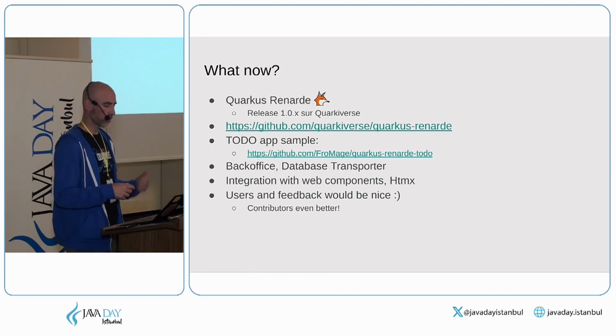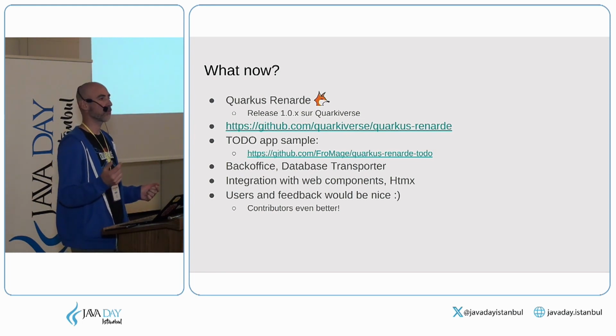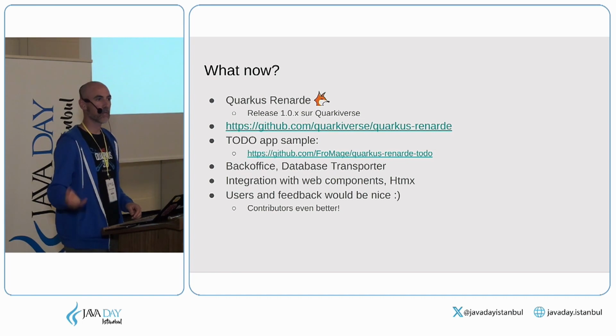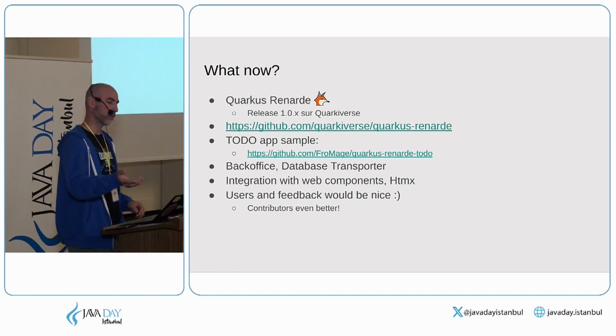I showed you the back office. There's another cool thing called the database transporter, which gives you a very simple API to transport data from one application to another via JSON. You just say, I want all these entities serialized to JSON, and it handles all the links and relationships within them, serializes it to JSON, and then you can import it into another running instance, transform it, and it gets added automatically to your database. So that's very handy in lots of cases.